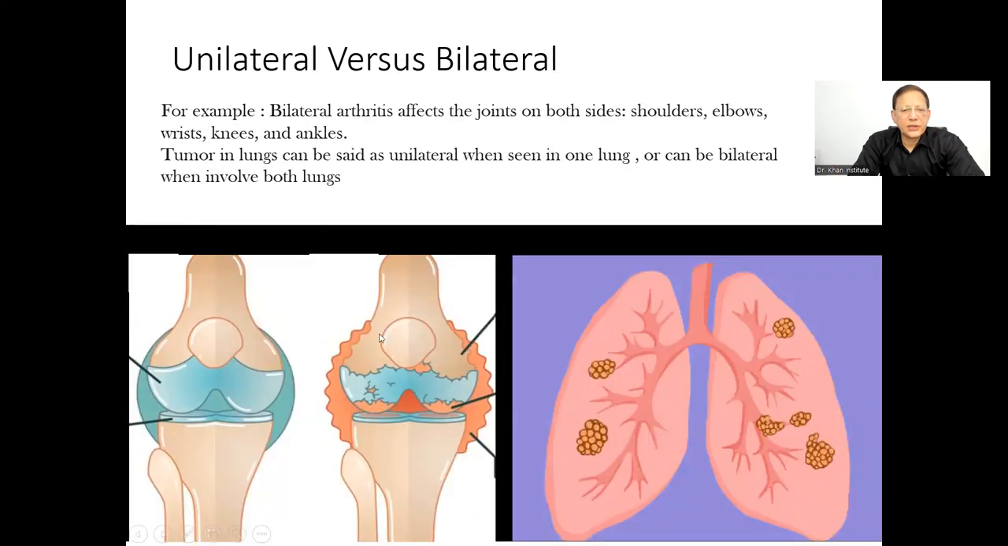So in the first image, there is diagrammatically shown some inflammation going on in one joint. So this will be considered as unilateral because the other side of the joint is normal. So we will say unilateral inflammation of the knee joint. This is the image of the two lungs, right lung and left lung. Both lungs are showing tumors or masses. So we can use here the term bilateral. So if the things are present on the two sides of the body, we use the term bilateral. If it is present on one side of the body, we use the term unilateral.